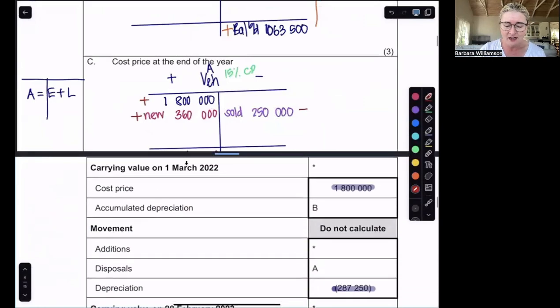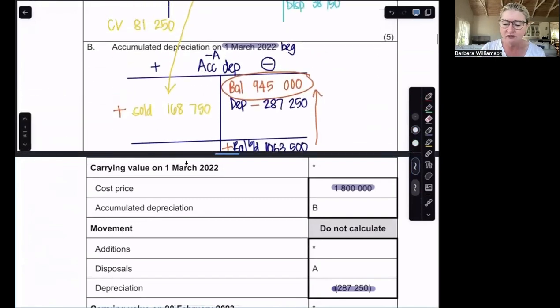So in the T account, you can see we've got the cost prices already entered, the accumulated depreciation. We've now worked out the beginning balance at the beginning of the year. So that 945,000 is going to be the ACDEP that you'll use over here at the top, because that is obviously the beginning of the year figure. Please make sure that you do put brackets in, because if you don't have the brackets, you will lose the marks.